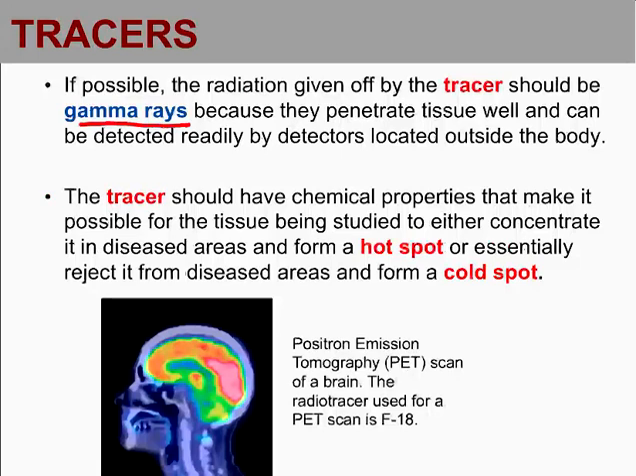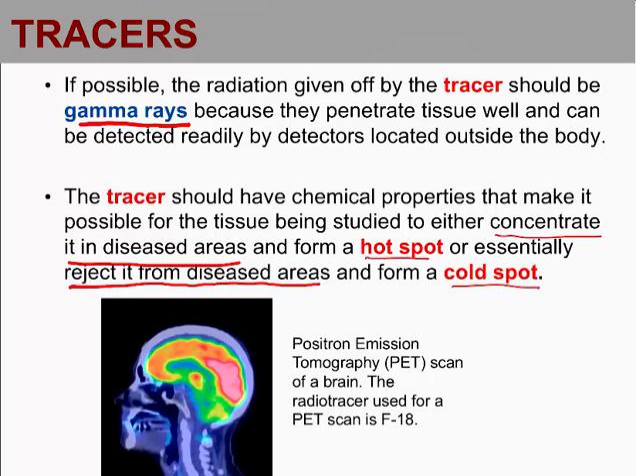Additionally, the tracer should have chemical properties that make it possible for the tissue being studied to either concentrate it in diseased areas and form a hotspot, or reject it from diseased areas and form a cold spot. So, for instance, maybe you go to the doctor and they give you something radioactive, so it has a tracer in it, and maybe it collects at a very specific point in your body based on different interactions.